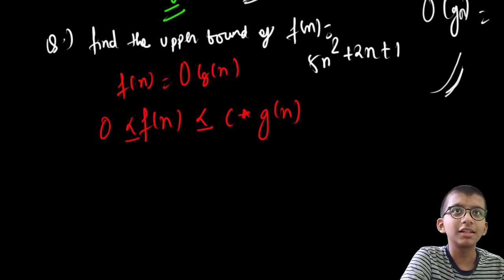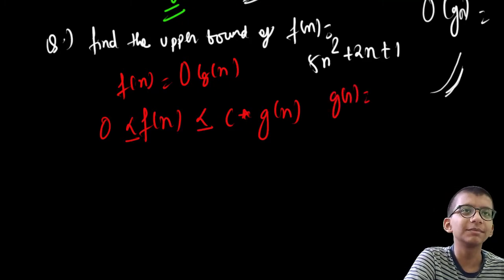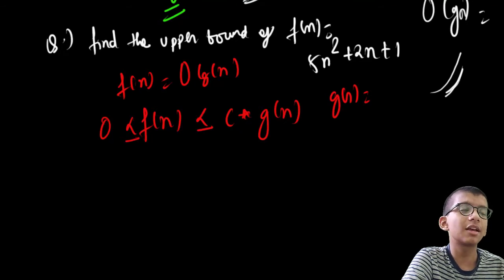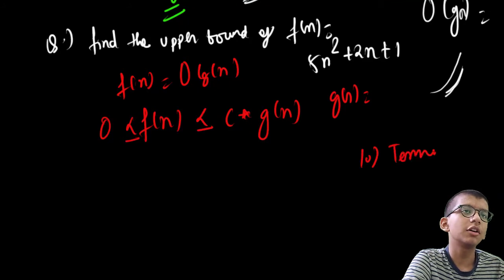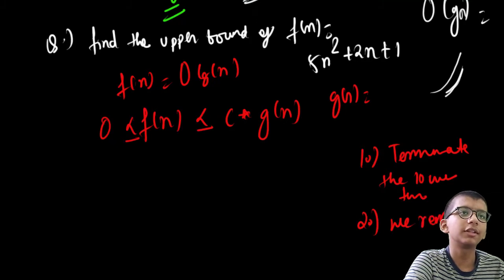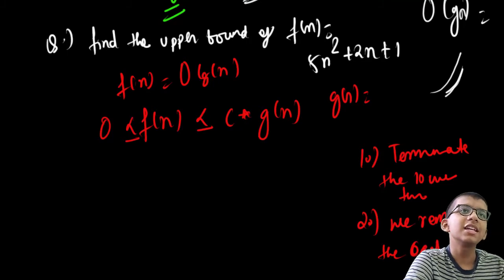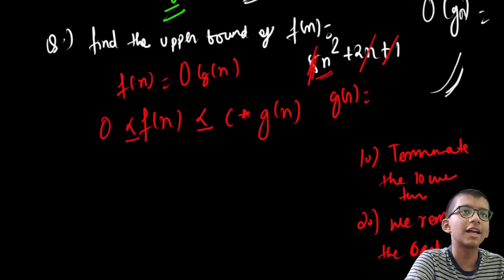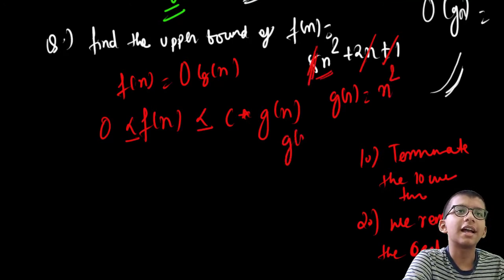Now how do we calculate g of n? For calculating g of n, there are two steps. The first step is that you remove the lower terms, and the second is that we remove the coefficient of the highest term. This is how it works. In this case the lower terms are these and this is the highest term, so we remove the coefficient and are left with n squared. So g of n is n squared.